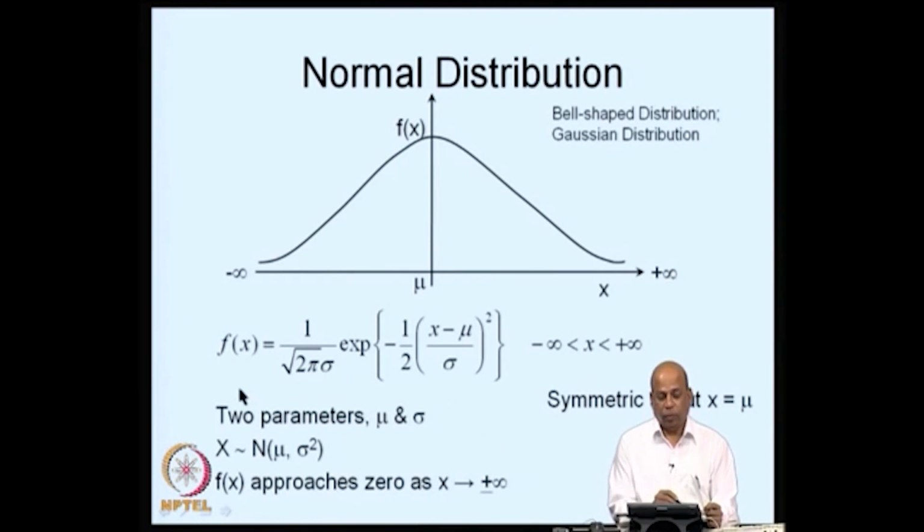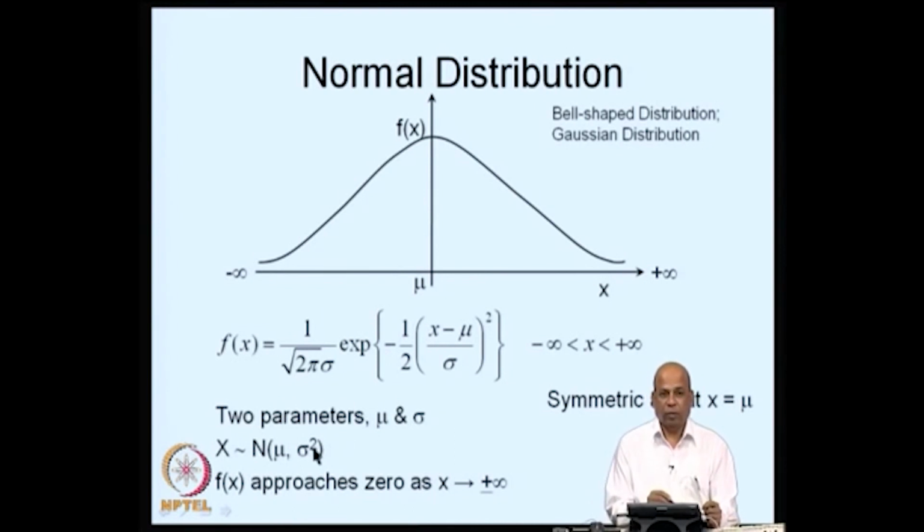As you can see from the distribution, this is the PDF. It has two parameters, mu and sigma. So, once you define parameters mu and sigma, this PDF is completely defined. We denote it by x follows normal distribution with two parameters mu and sigma square. When we use this notation, it means that x is a random variable which follows the normal distribution with parameters mu and sigma square.